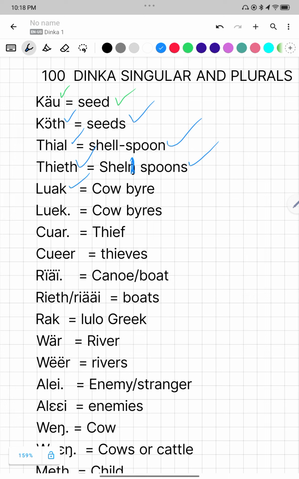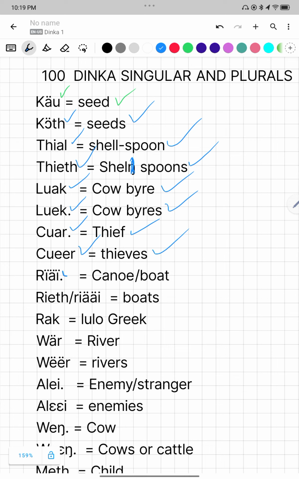Luck means cow buyer. Luck means cow buyers. Chwar means tip. Chwar means tips.